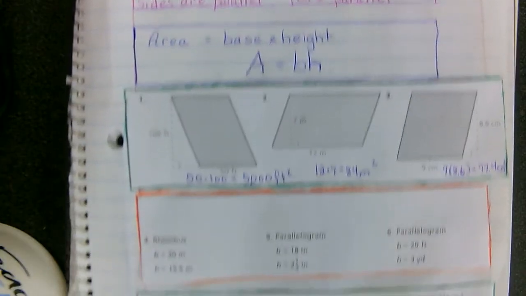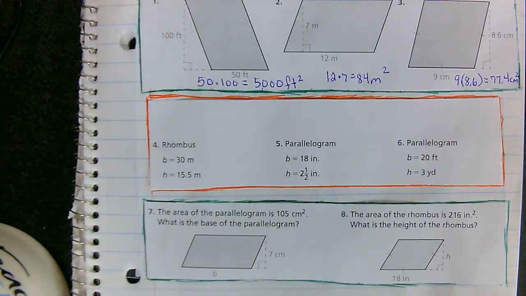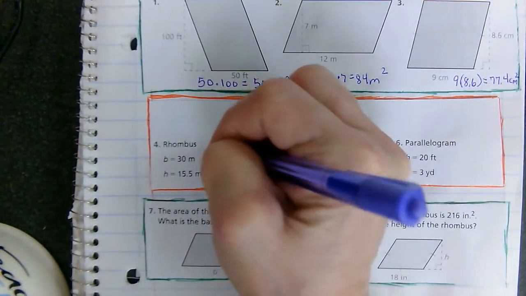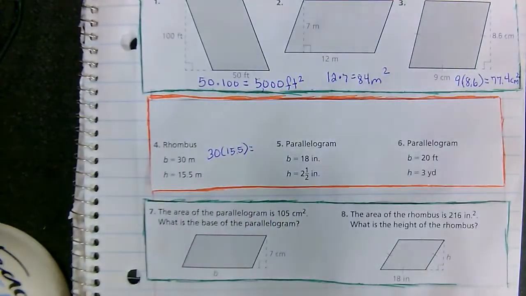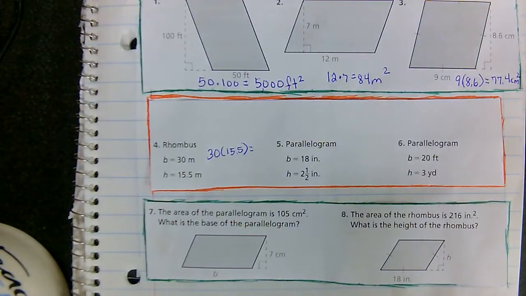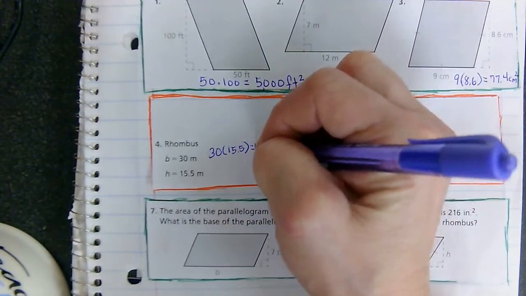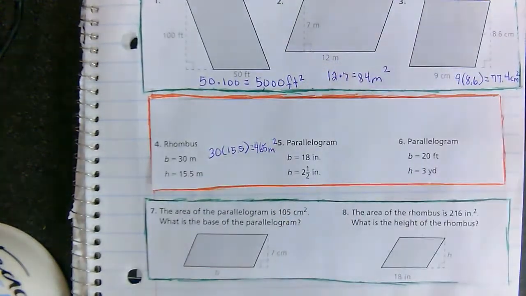Okay? Now look, they don't show you pictures on the next set, but you just still multiply the base times the height. So on the first one, it would be 30 times 15.5, and that would equal the area, which is 30 times 15.5, and you get 465, and that's meters squared. Okay?